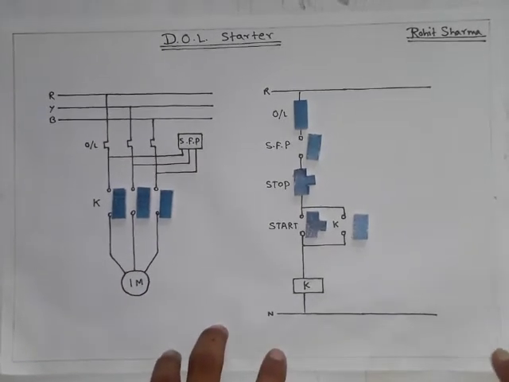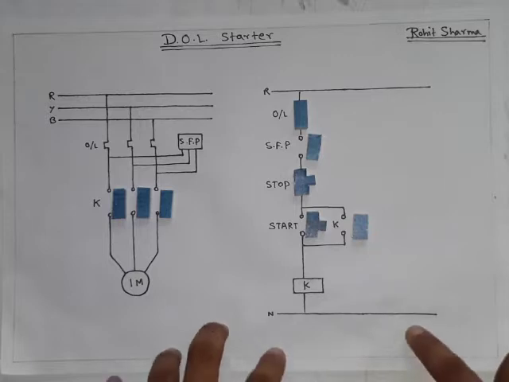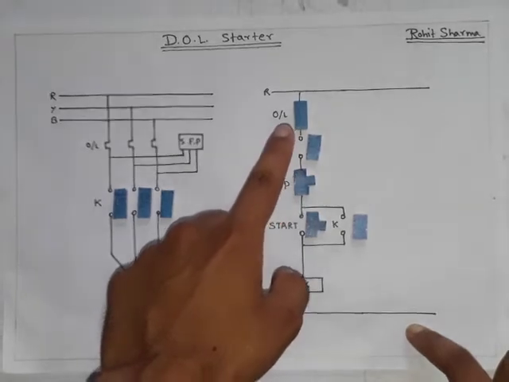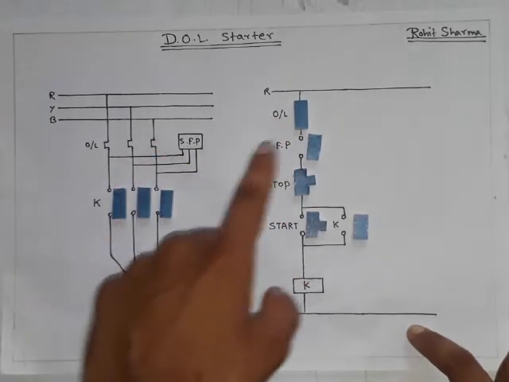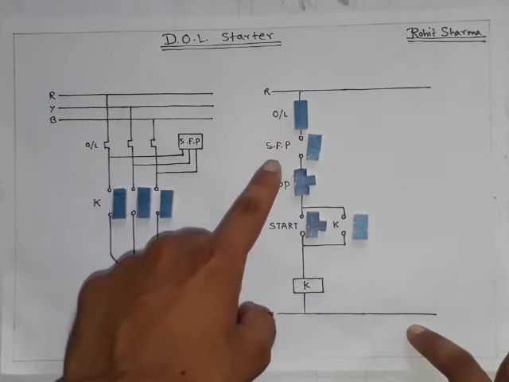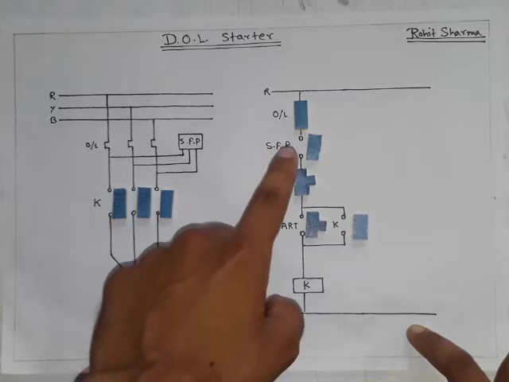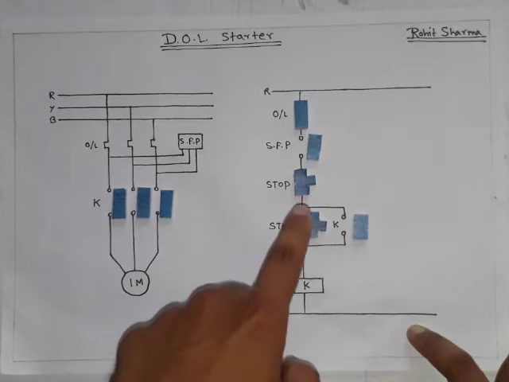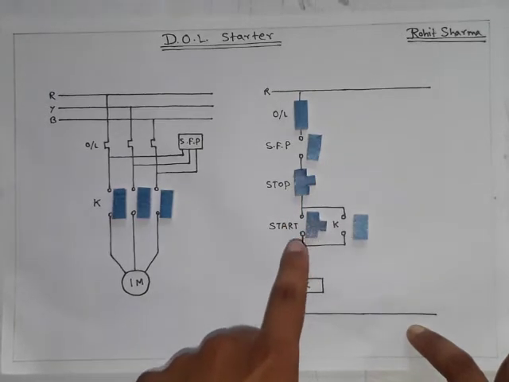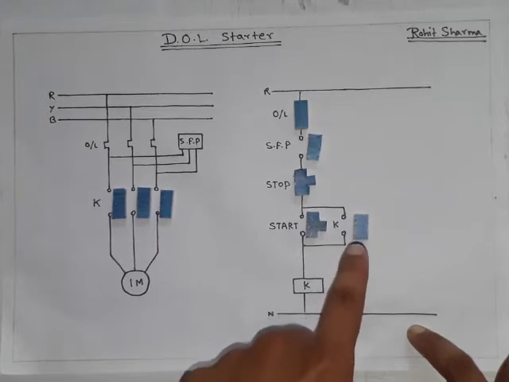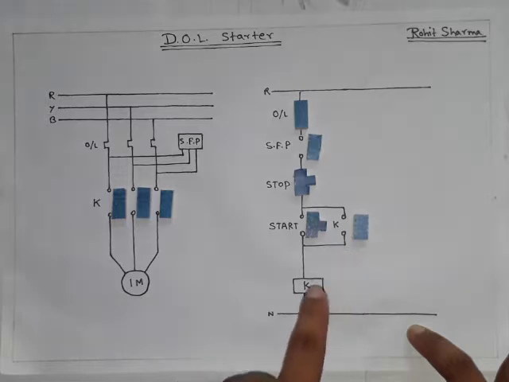Now let's come to the control circuit. In the control circuit, I have used a normally closed contact of the overload relay here. Then I have used the normally open contact of the single phasing preventer. Then I have used the stop push button, then the start push button, and parallel to the start push button I have used the normally open contact of contactor K so as to latch the contact. That I will come to later.